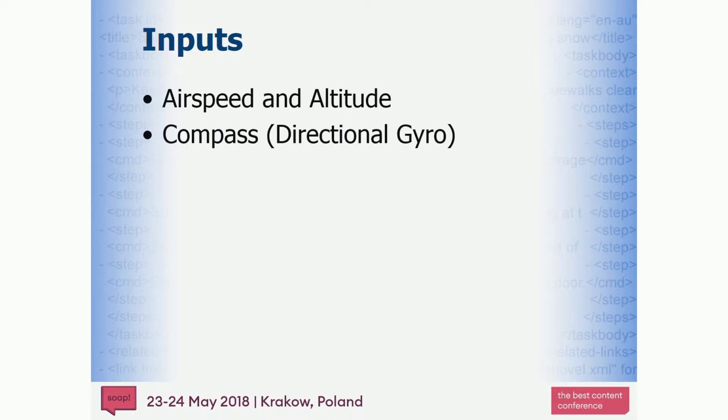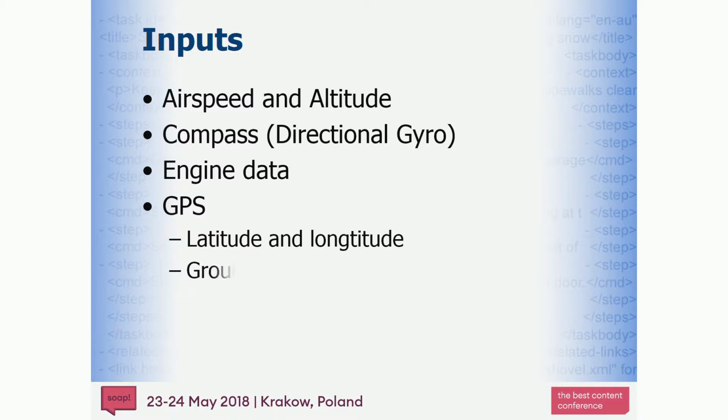And that's true. There's airspeed, altitude, your compass, there's a thing called the directional gyro, then engine information, how hot the engine is, how fast it's running, etc. And then also that has a GPS, so it's able to identify which location you are on the face of the Earth. That is in latitude and longitude, and it can calculate ground speed and so on. And then there's computations involved as well, so that's another important part.